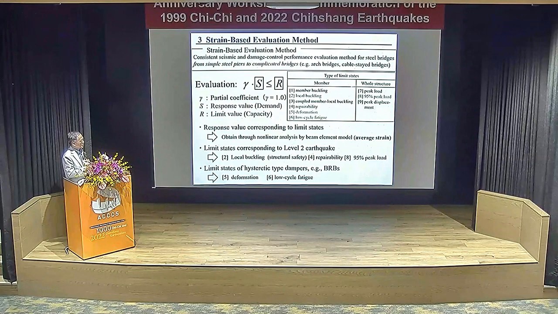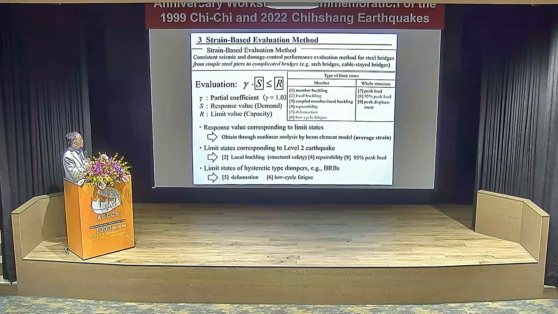In JRA, the Japanese national rule, this usually is peak load, but in JSCE specifications, we use this one to better use the performance of steel. And also, we have to check peak displacement. So how to get the response? Just perform a nonlinear analysis, output the strains, and then average them. We use the average strain concept here.